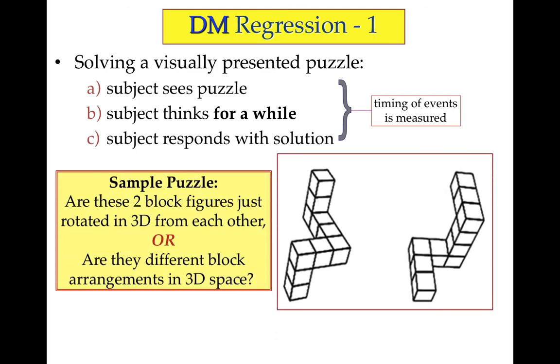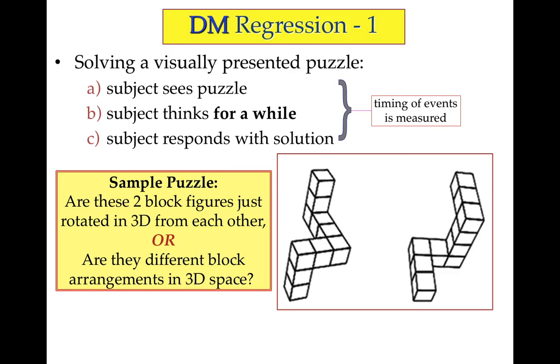And there's another AM regression, DM regression, which is duration modulated regression. Exciting. And here's a cartoon of a real experiment, a visually presented puzzle. The subject sees a puzzle projected on the screen. The subject thinks for a while about the puzzle and then responds with the solution. And the timing is measured, so you know when they press the solution.